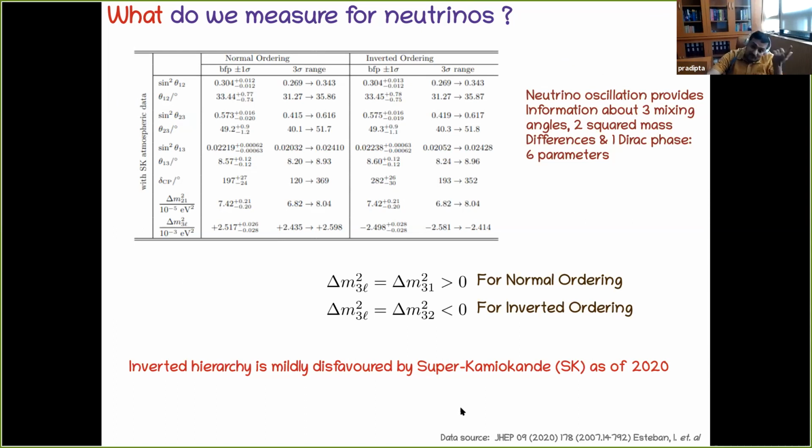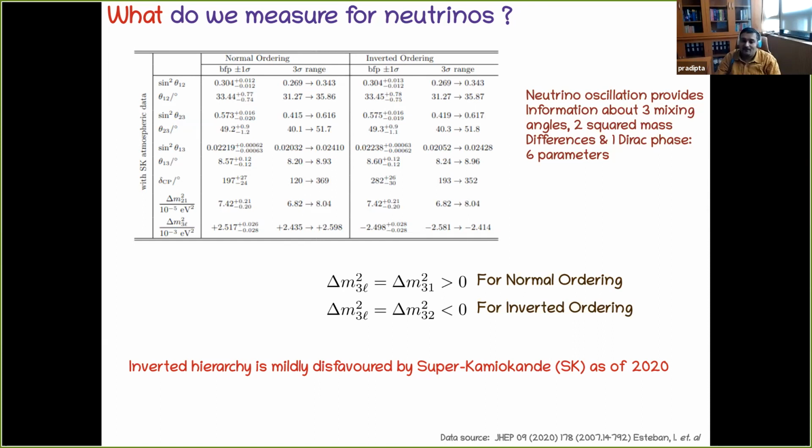Now, if you remember yesterday's lecture, last Saturday's lecture, when it comes to the masses, we measure the mass squared difference, but not the correct ordering. Depending on the ordering, if you go back and look at the last day's notes, you have normal ordering or inverted ordering. In one case we are measuring the 3-1 difference, and in the other case the 3-2. Since we do not know the exact ordering, this quantity may be greater than 0 or less than 0.